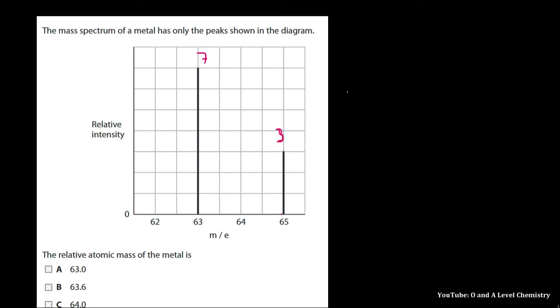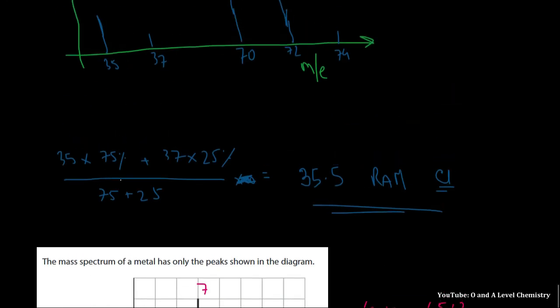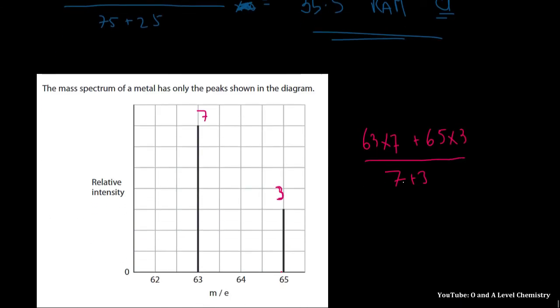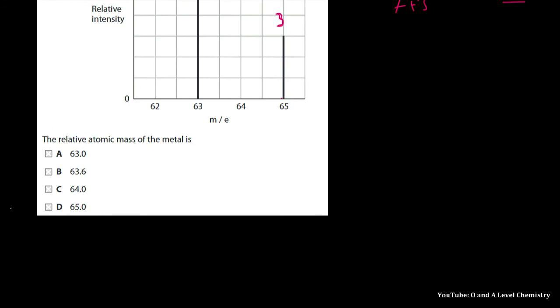So the way we would calculate the relative atomic mass of this compound is 63 times 7 plus 65 times 3 divided by 7 plus 3. Remember here we did 75 plus 25. So it's not always 100%. Like look here, it's not 100, it's 10. So this is going to be 63.6. So our answer in this case would be B.